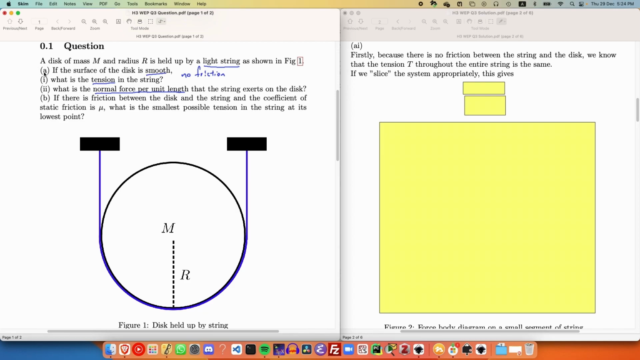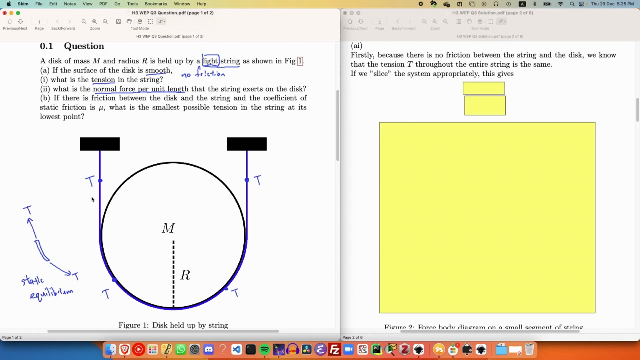Part 1 of part A is rather simple. What we need to notice is that the tension throughout the entire string is constant, meaning the tension here, here, here, and here are all the same value. The proof for such a claim is by considering a small segment of every part of the string. Every small segment will have tension acting on its two ends, and because the string is light, meaning approximately massless, and because there is no friction, in order for this small segment of the string to be in static equilibrium, the tension at the two ends of that segment must be equal.